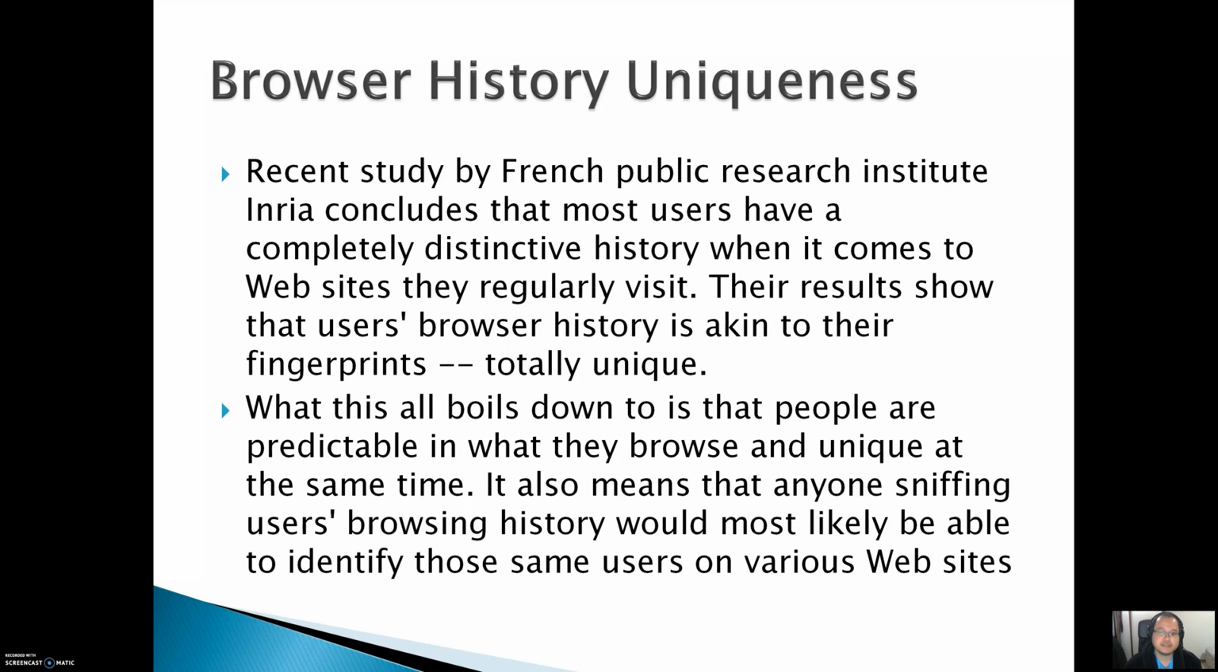And why it matters is because people are predictable in what they browse, but they're also unique at the same time. So if anybody wants to do something malicious to your browser history, they can look at, like, let's say I go to Amazon a lot, so they're going to see in my browser history, oh, this guy goes to Amazon a lot, so maybe if we're going to plant malware on his computer, let's do it on Amazon or other similar shopping websites that he will probably visit, like eBay, Target, or something like that.